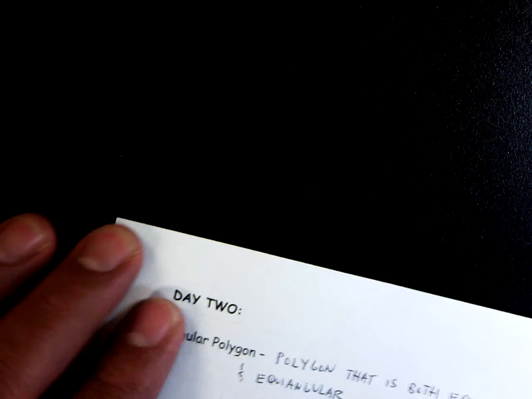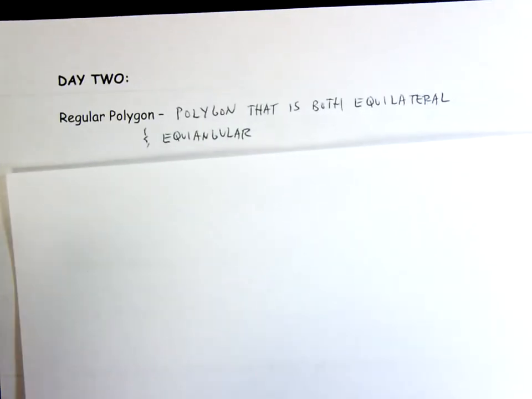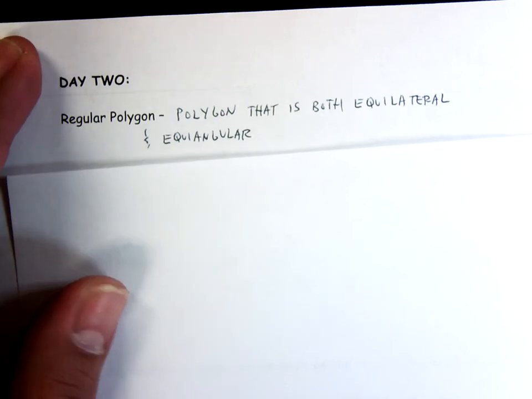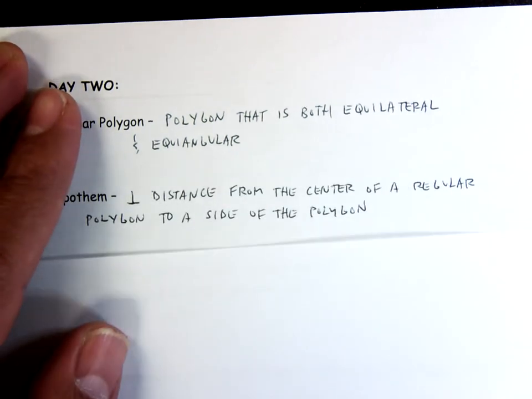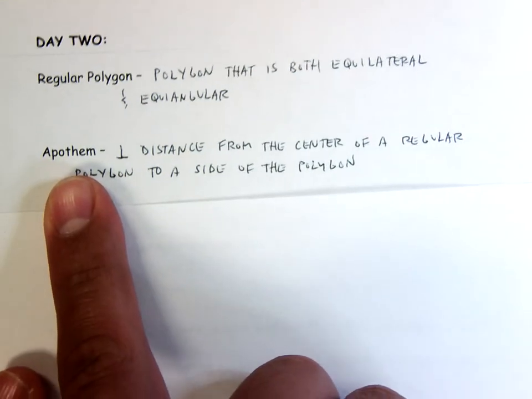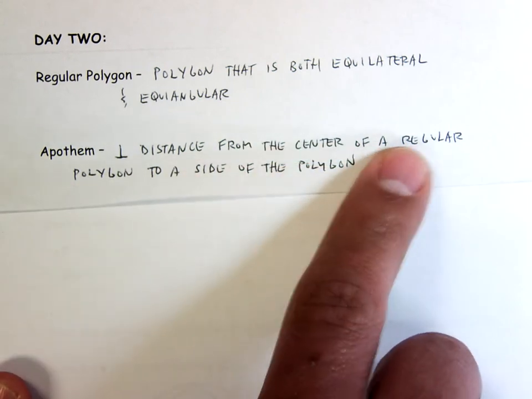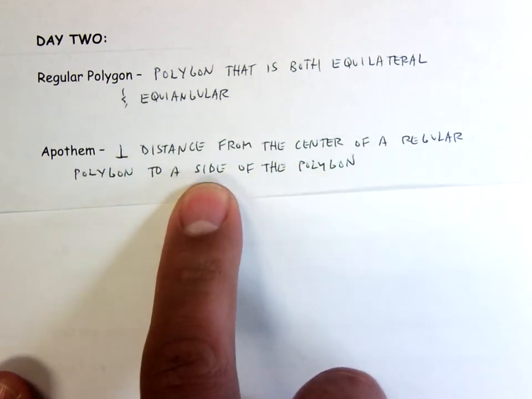Okay, so more definitions. We've done this before. A regular polygon. It's a polygon that is both equilateral and equiangular, which means all the sides are the same and all the angles are the same. Okay, new vocabulary and pretty important. Apothem, some people call it apothem, I like calling it apothem. It's the perpendicular distance from the center of a regular polygon to a side of the polygon.